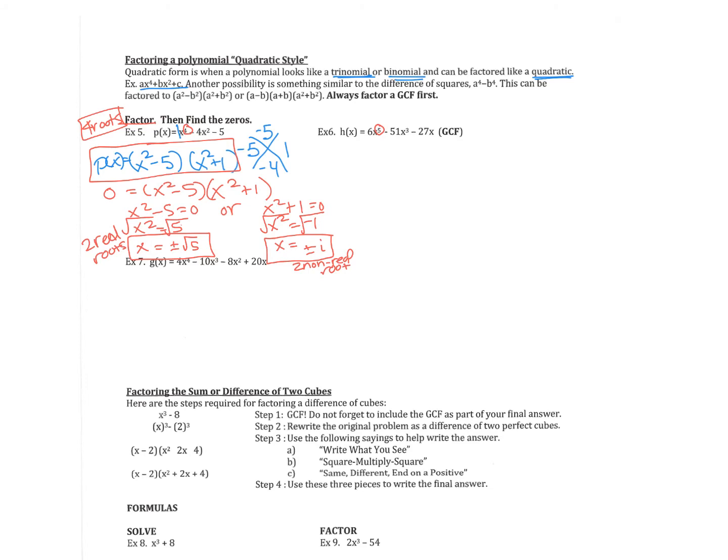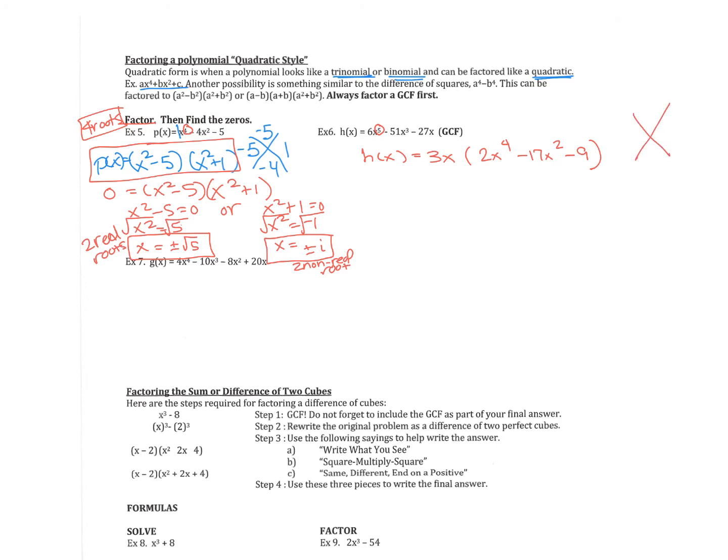So 6, 51, and 27 all have a 3 in common, and x to the 5th, x cubed, and x all have an x in common. So I'm going to factor out of this a 3x. When I do that, in my parentheses, I'm getting 2x to the 4th minus 17x squared minus 9. This now is my quadratic style I was just talking about. This has 3 terms. It's a trinomial. So I'm going to see if this factors.